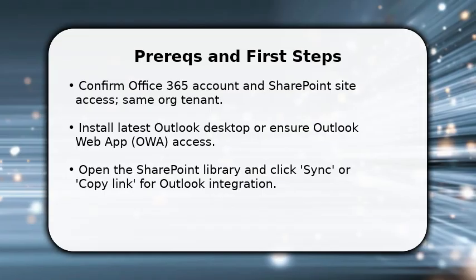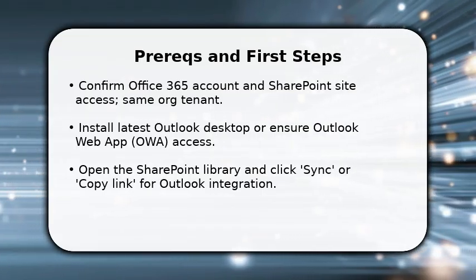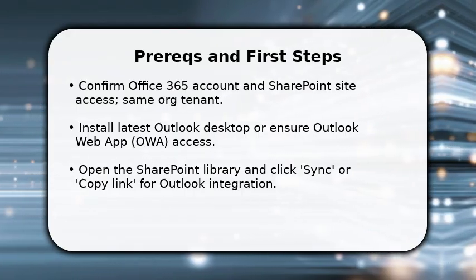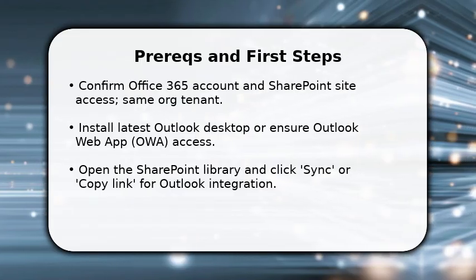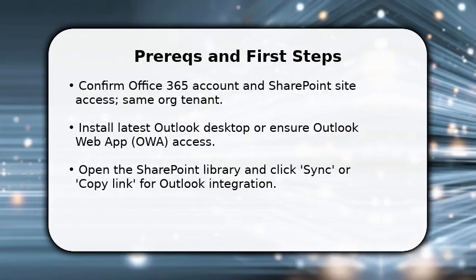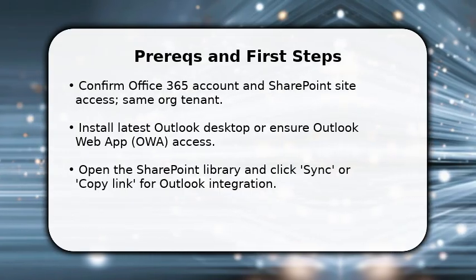You start by confirming permissions and the right apps. Make sure you have an Office 365 account on the same tenant and access to the target SharePoint site. Otherwise, Outlook can't link. Once done, open the specific document library in SharePoint and choose Sync for OneDrive-based linking or Copy Link to add a shortcut in Outlook.